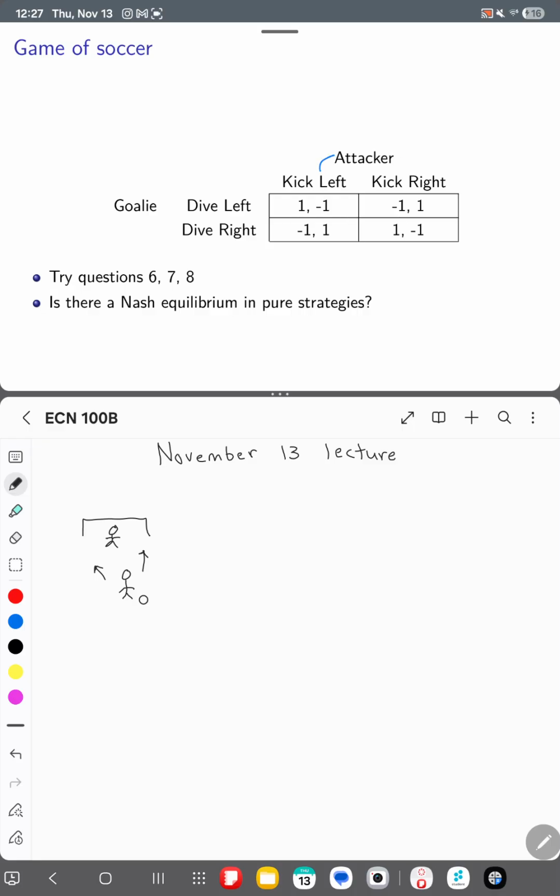So I'm taking something that is actually more complicated than this. I'm just simplifying it in terms of just each player having two actions. Two players, a goalie and an attacker, each having two actions.